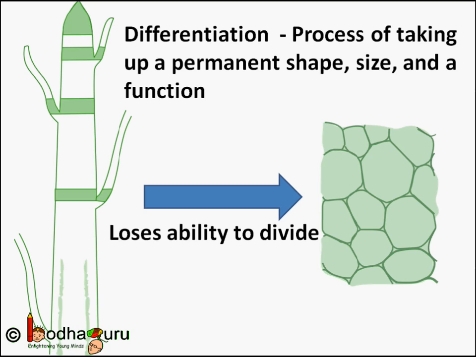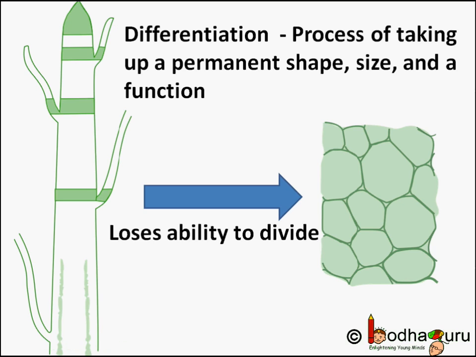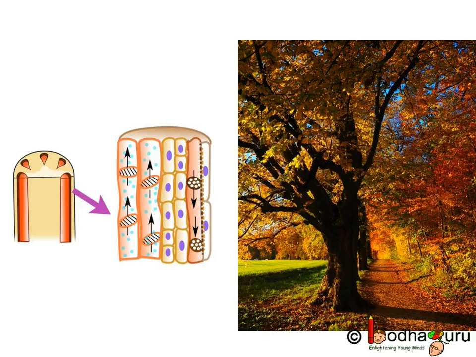So remember, it is the cells formed by meristematic tissues which stop dividing and undergo differentiation to form different types of permanent tissue. Thus, living cells and dead cells together maintain the life in a plant, and we will learn more about the permanent tissues in the next class.